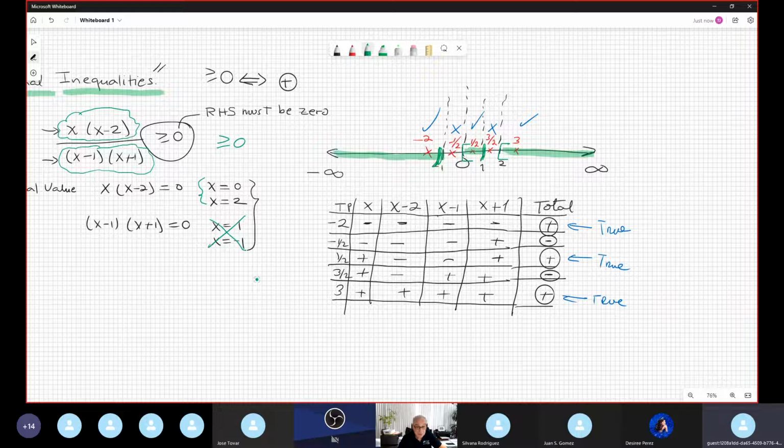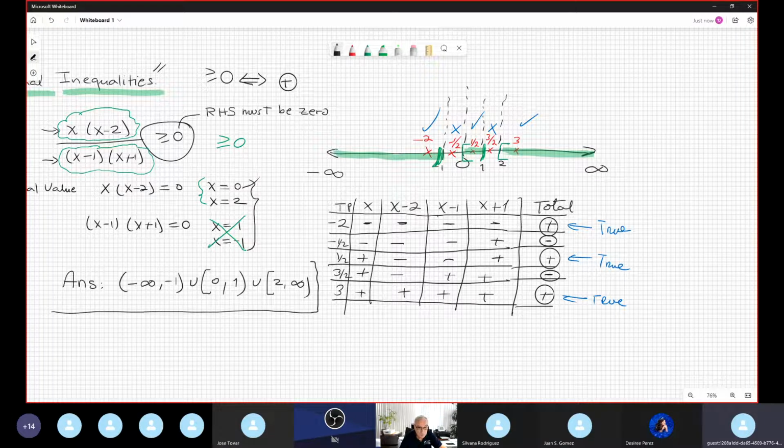Where's the answer? The final answer is: from negative infinity, comma, negative 1 parenthesis, union, the second piece is bracket 0, because we include 0, look at that, bam, comma 1 parenthesis, we do not include 1, because 1 is a 0 of the denominator, union, bracket 2, comma infinity. End of the story. This is the final answer.